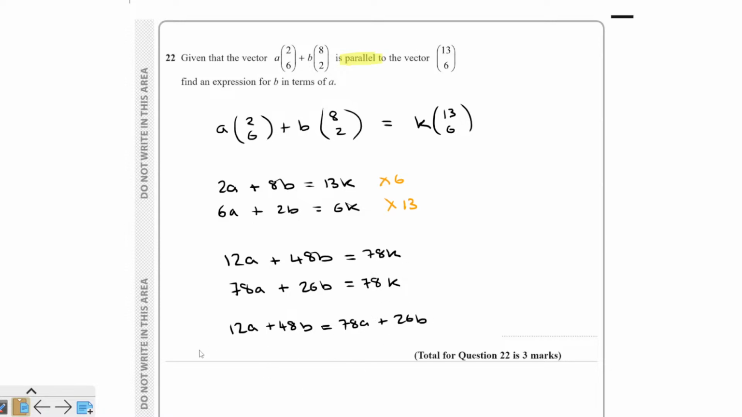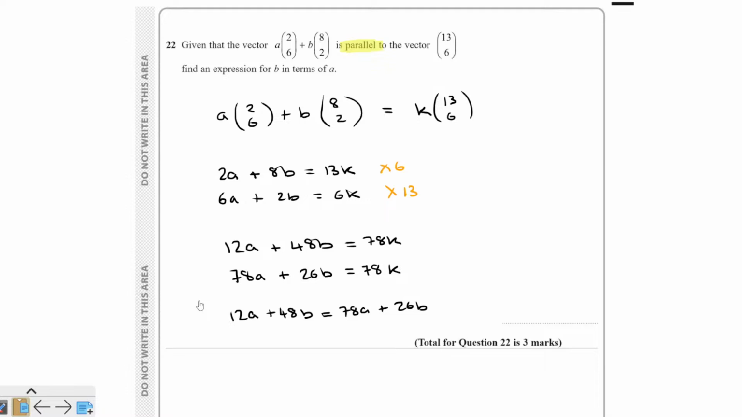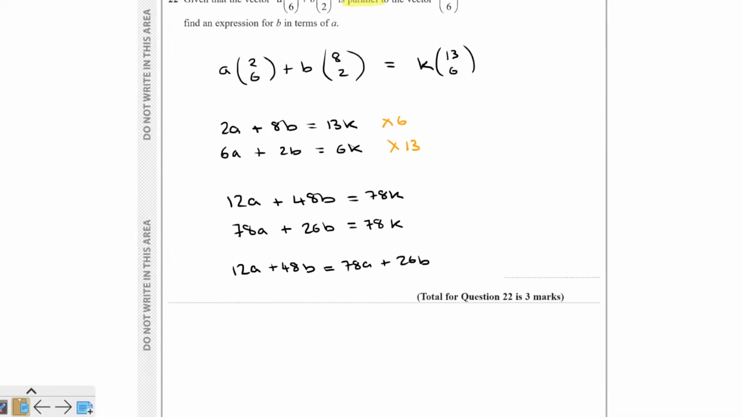Do you see how now I've got an equation with only a and b? That's what I'm aiming for. That was the whole point. So all I need to do now is the formatting. They said find an expression for b in terms of a. What that means is I need b to be the subject and everything else with the a's on the other side.